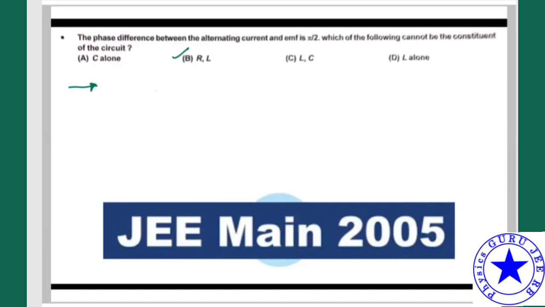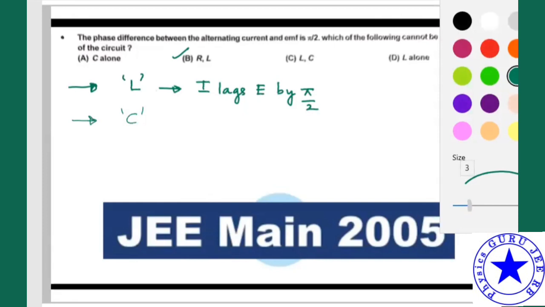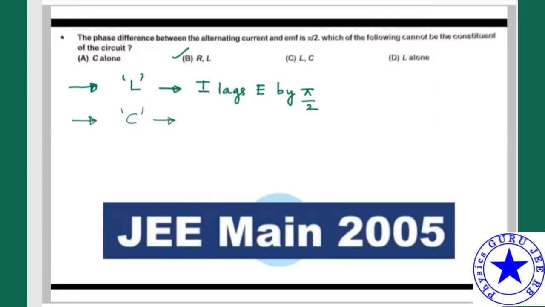Let us discuss. Due to an inductor L, current lags. If I take a pure inductor, then I lags EMF by pi by 2 of phase. Next, if I take a pure capacitor, then I leads EMF by pi by 2. Hope it is clear.